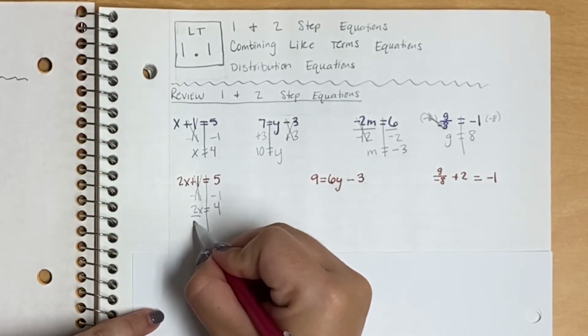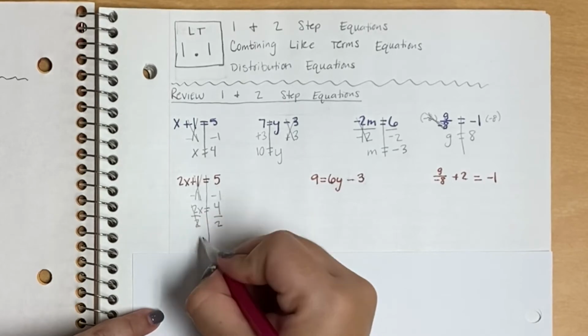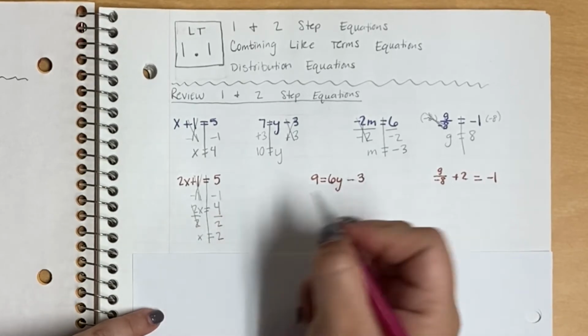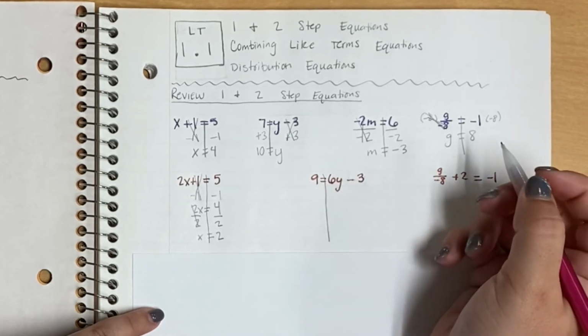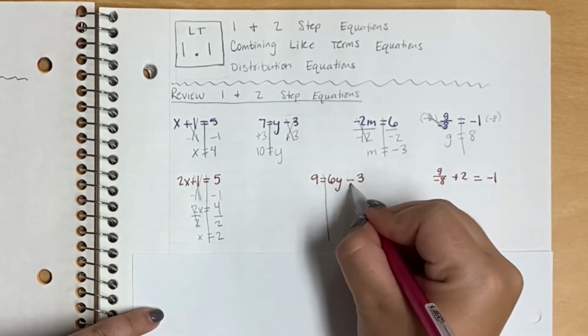Now I have a 1-step equation, just like the negative 2m equals 6. Divide both sides by 2. 4 divided by 2 is 2. Next equation, we're solving for y.